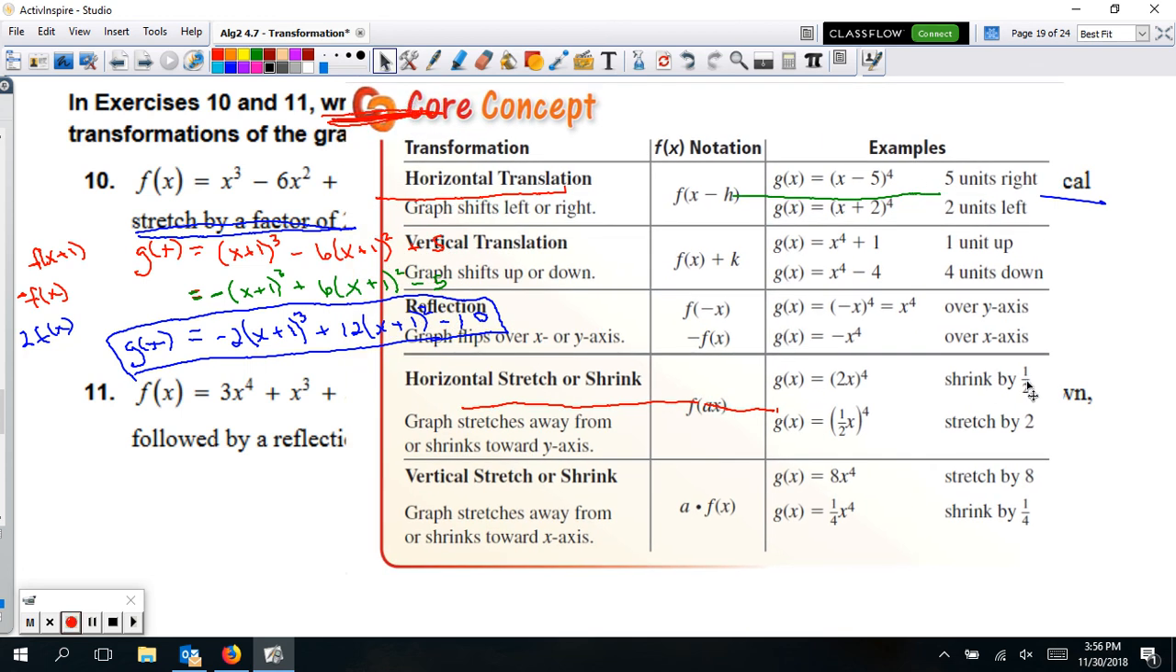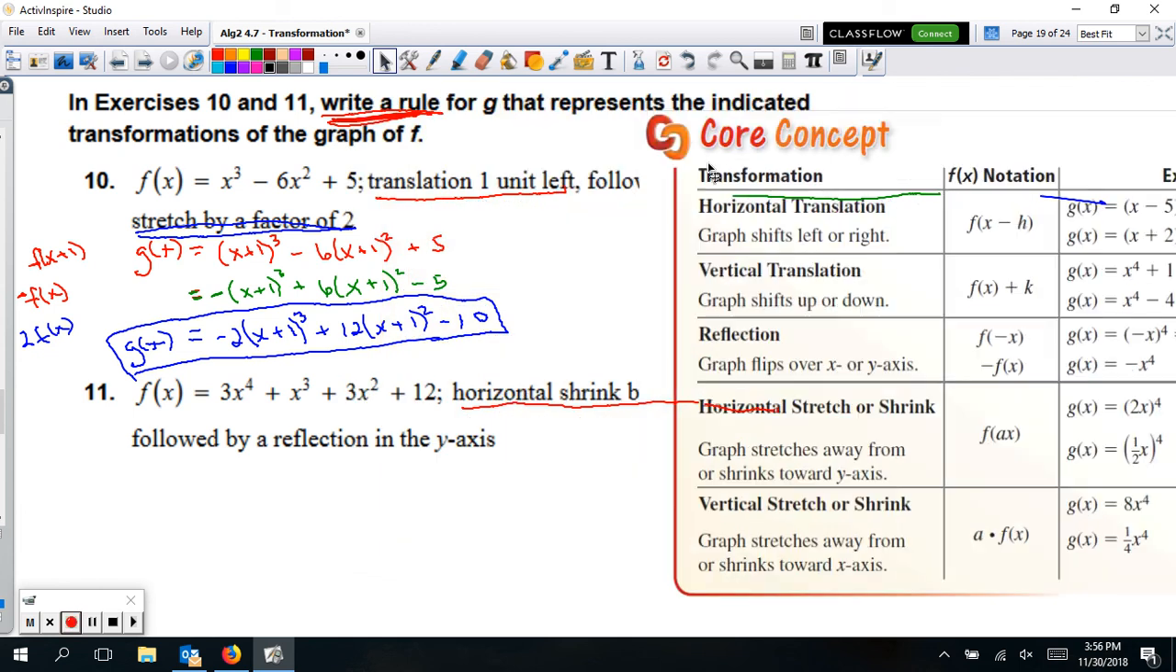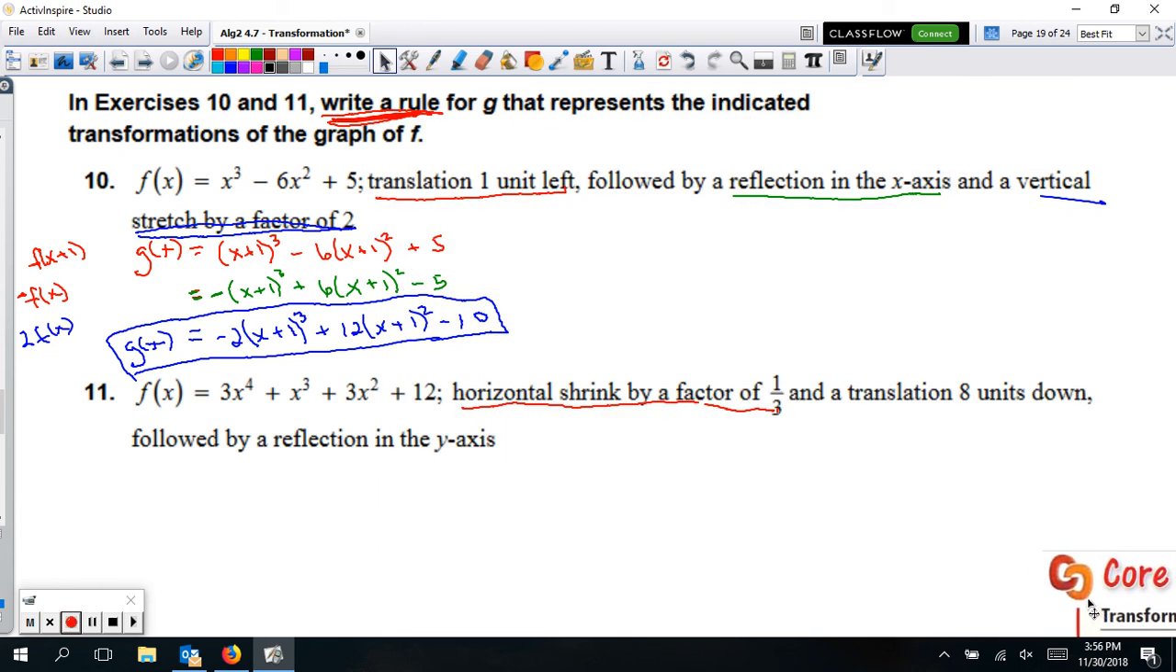So if it's going to shrink by a factor of 1/3, like this one says shrink by a factor of 1/2, notice what we're multiplying the inside with is 2. So it's really the reciprocal of 1/3, so we're going to be multiplying by 3 on this one. So we'll start by saying over here f of 3x. So we're going to multiply 3 times the x in each one of these.